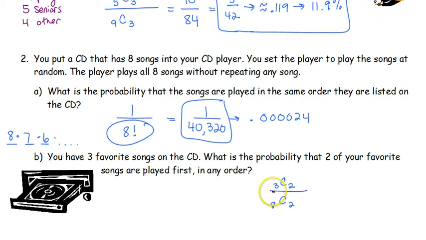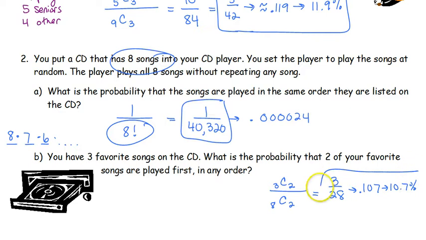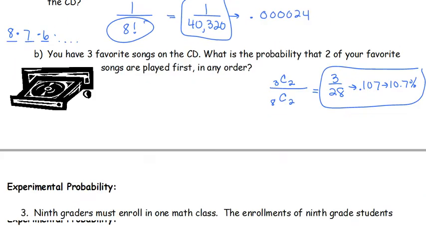Well, there's 8 songs on the CD, so that would be 8 choosing 2. We plug that into our calculator, and we get 3 over 28, which when we divide that, we get 0.107, which is about 10.7%. Again, you want to concentrate on the way that the question is asked on homework or on quizzes to see whether you should be giving a fraction, decimal, or percent. If you're not told, then write it as a fraction.